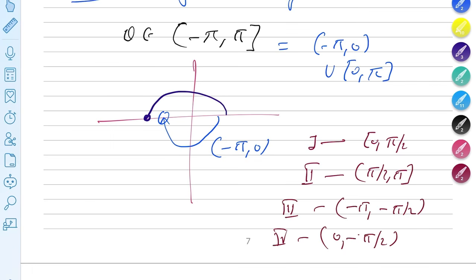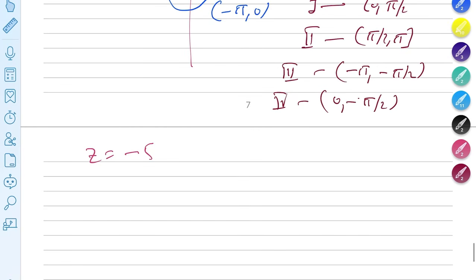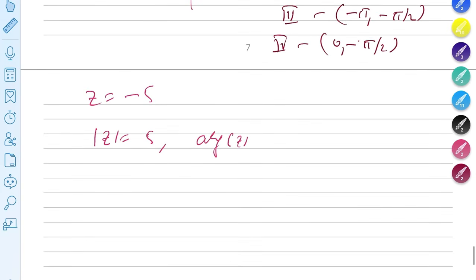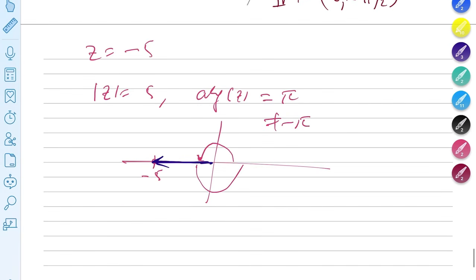So we can see the first and second quadrants are measured in the anti-clockwise sense, whereas third and fourth are measured in the clockwise sense. For example, let's say a complex number z is equal to minus 5. The modulus of z is 5. What is the argument of z? Minus 5 lies on the negative x-axis, so the argument is pi. We will not say minus pi, because minus pi has an open bracket, so we can have only pi.